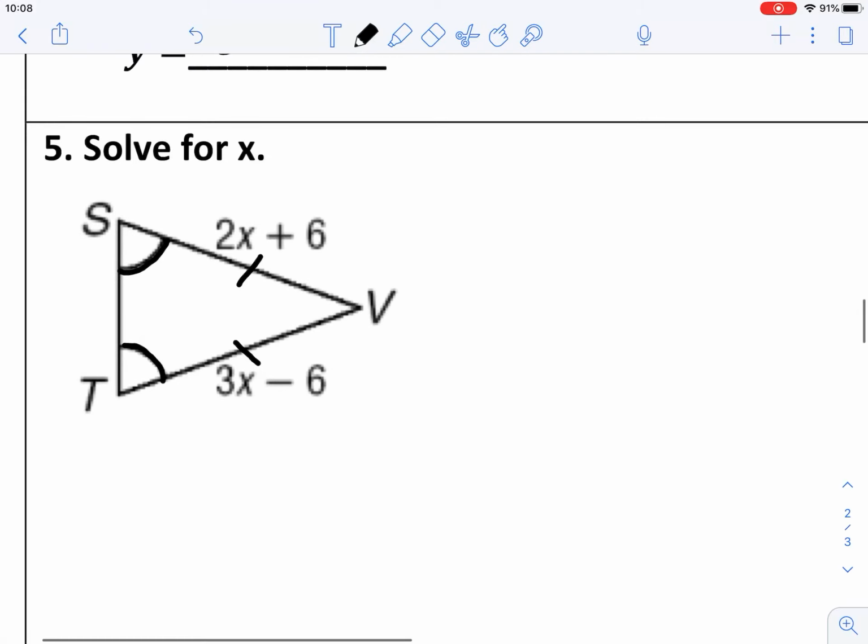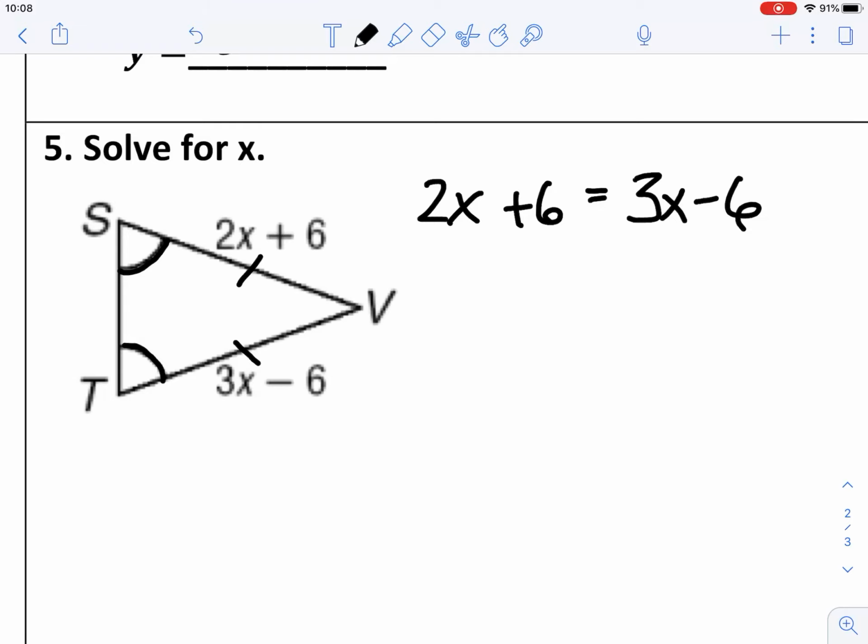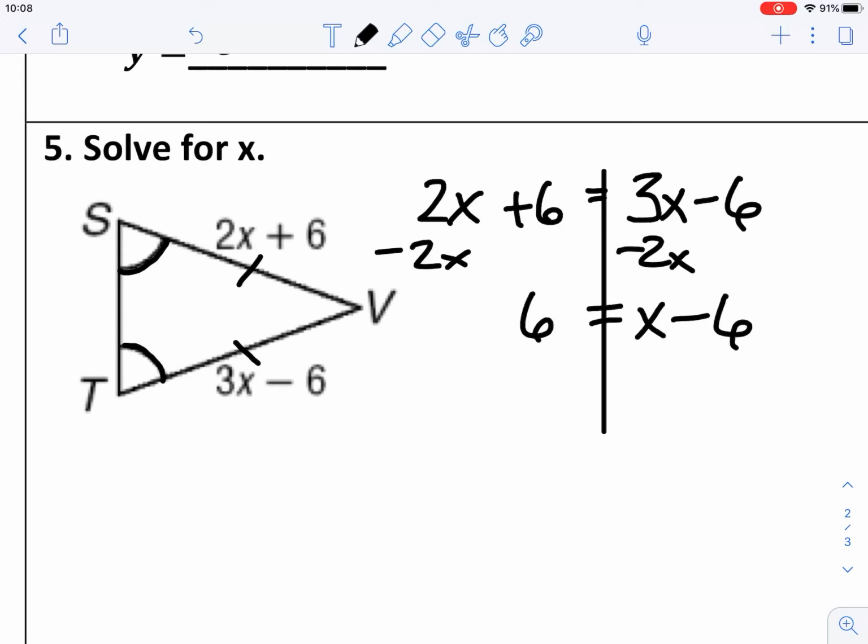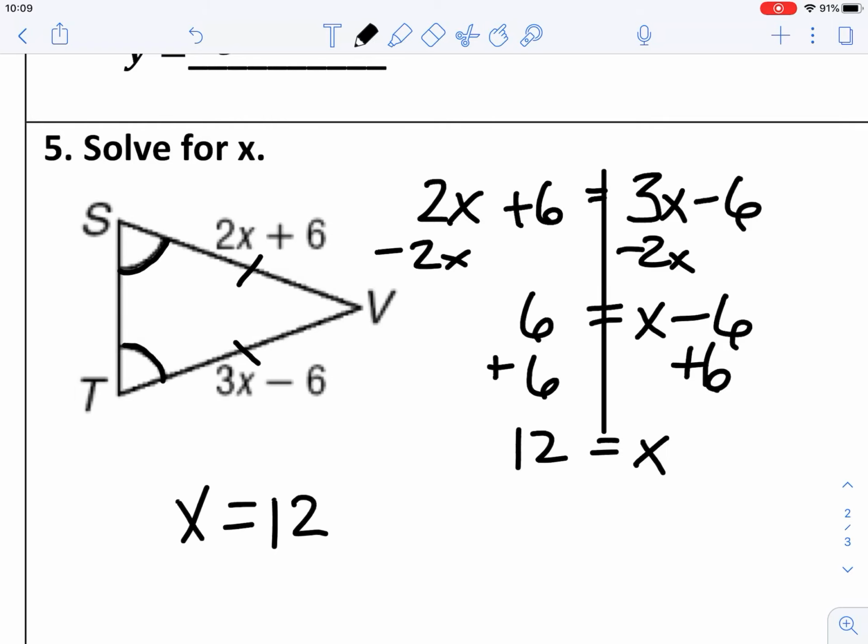And that leaves us with an equation that 2x plus 6 is equal to 3x minus 6. As the sides are congruent, we can write an equation that says that their measures are equal. We'll solve this linear equation, subtract 2x from both sides. 6 is equal to x minus 6. From the right, I'll add 6 to both sides, and therefore x is equal to 12.